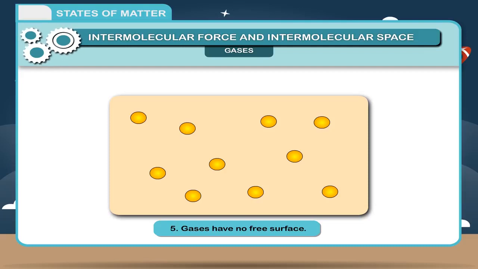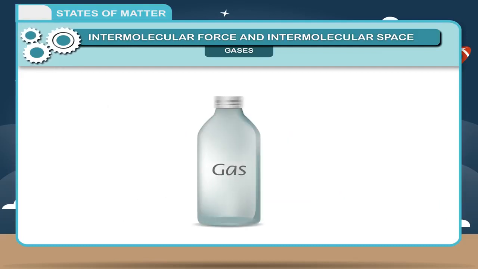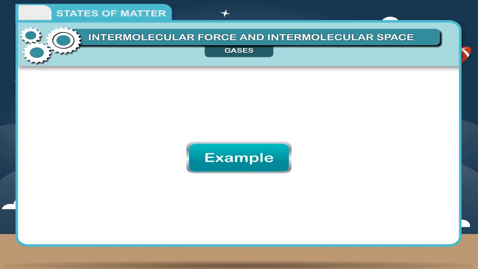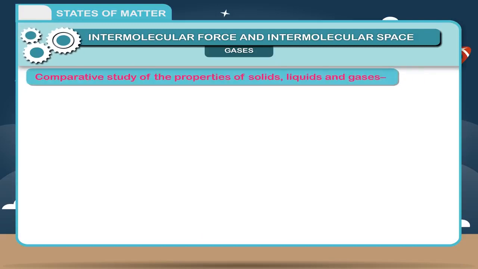5. Gases have no free surface. Reason: if you keep gas in a container, then to avoid escaping of gas, you must seal the container. Example: the LPG cylinder at home is sealed as it contains cooking gas. Hence, gases have no free surface.